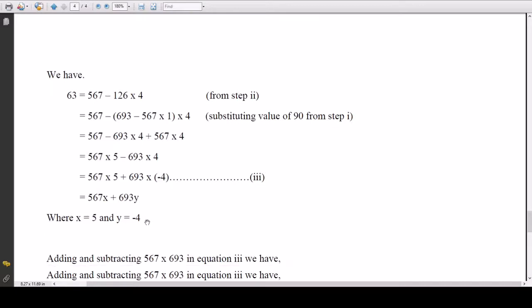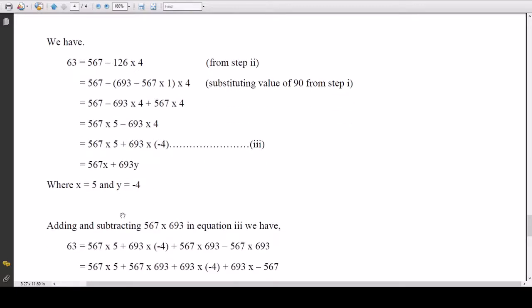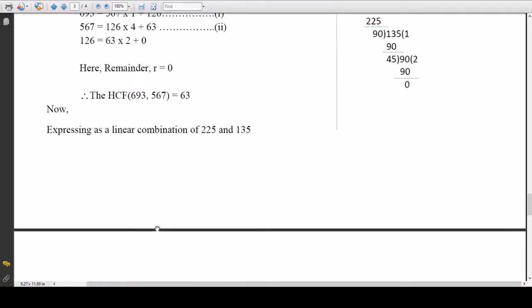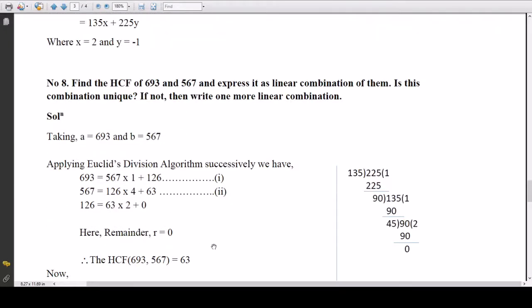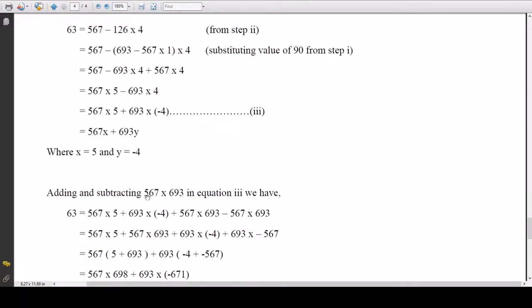first linear combination. Now we want to find whether this is unique or not. What you'll do, what are those two numbers which are given in the question? If you look in the question, 693 and 567 are given. Okay, now what you'll do, 693 and 567 you multiply and you add and subtract. Adding and subtracting the product of these two numbers in equation number 3. This 567, 693. Okay, 567 multiply 5 plus 693 multiply minus 4. This is equation 3. You add and subtract.